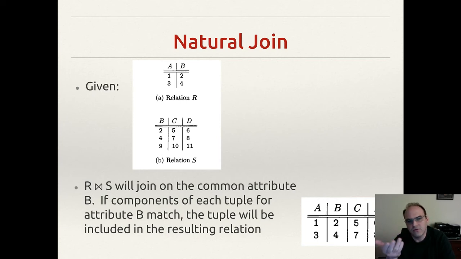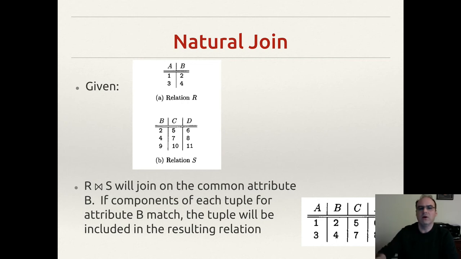Then we jump down to the 3-4 tuple in R, and the 3-4 tuple does not match the 2 in B because there's a 4 in B, but it does match the second tuple. So the second tuple in R and the second tuple in S both have a 4 in B, which means that we can join them. So we also bring down the 3, 4, 7, 8. And the last tuple in S does not have a 4 in B, so that one is not joined.